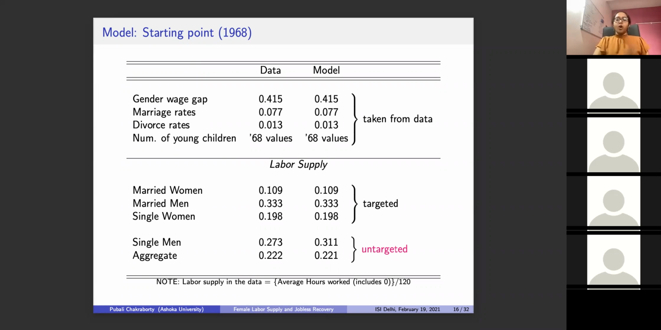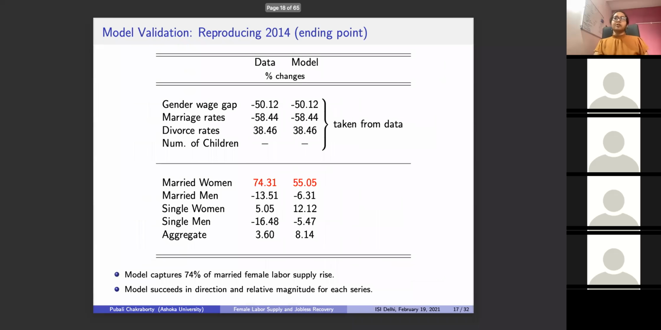Now, the only thing that I allow to change over time are essentially these four demographic factors. These are the four things that change over time. None of the labor supplied by these different groups in 2014 is targeted. So in terms of how my model does in reproducing what the picture would look like in 2014, I'm essentially measuring the percentage change in labor supplied by married women, married men, single women, and single men.